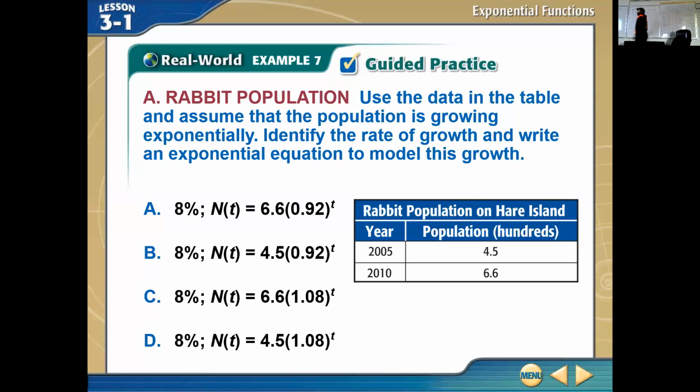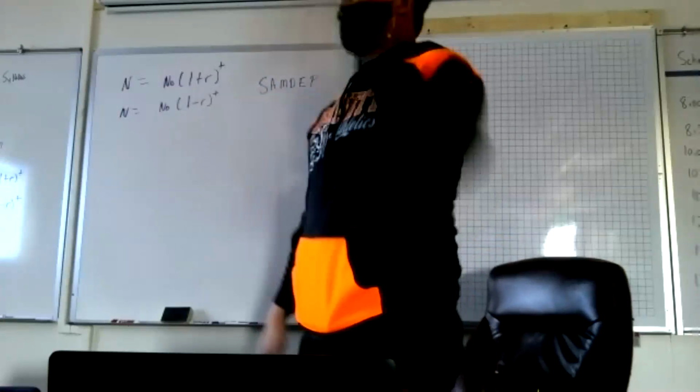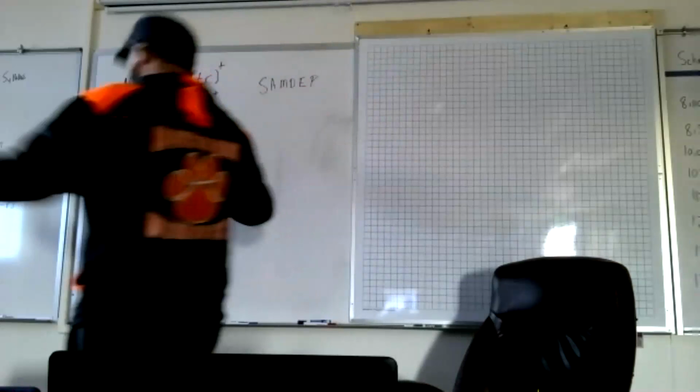So from 2005, we had 4.5. It's in hundreds, so 450 rabbits. And then 2010, we had 660. So I can use the decimal forms and not have to use big numbers. But remember, it's population growth because the year after is greater.